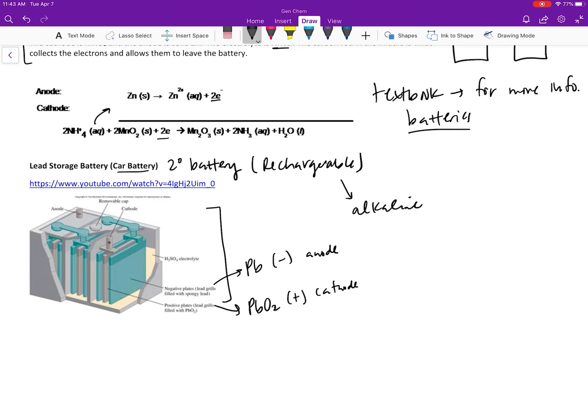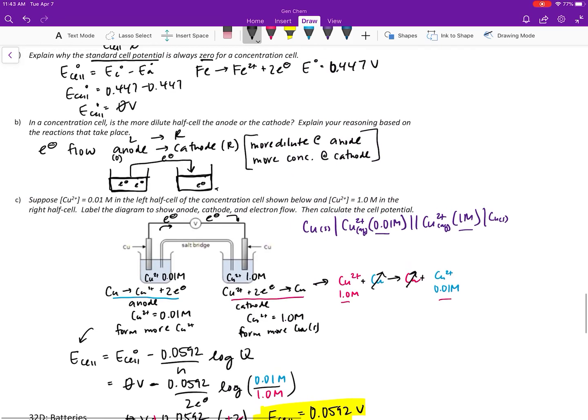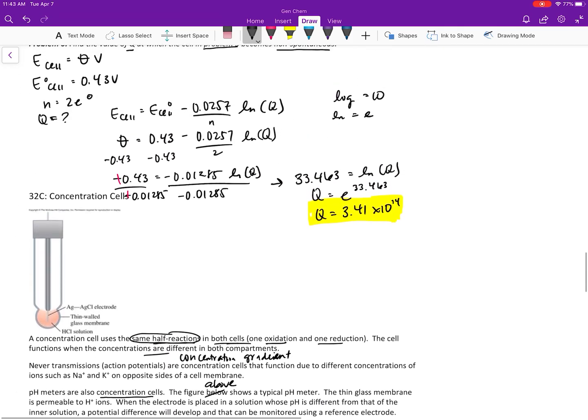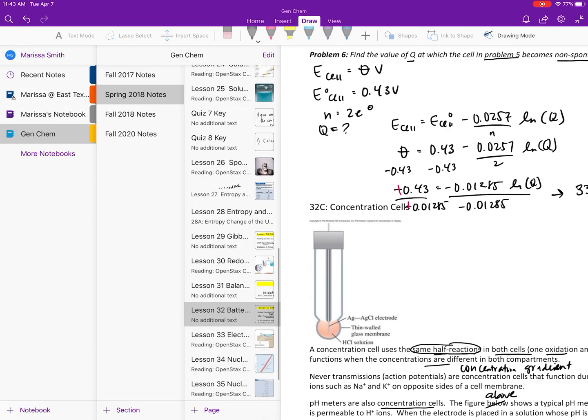Okay. All right, so that ends all of the batteries that we're going to talk about, and then we'll move on to lesson 33, which is about electrolysis, but that'll be next week.